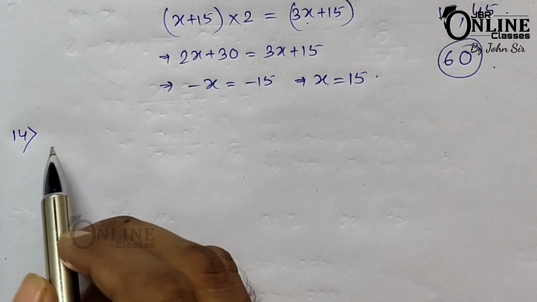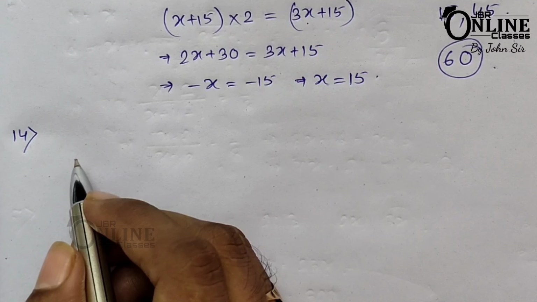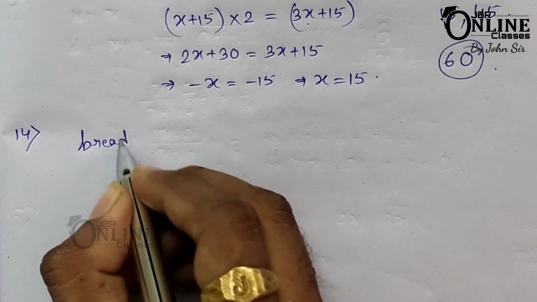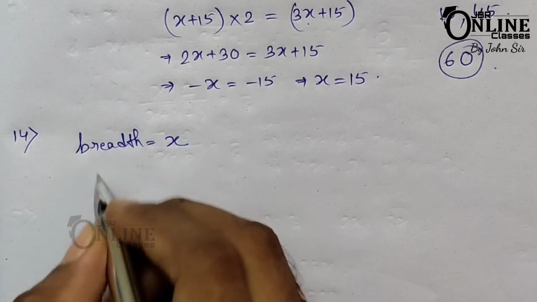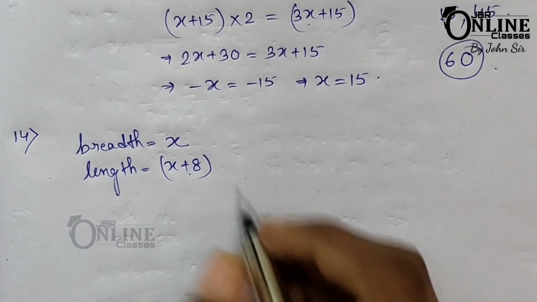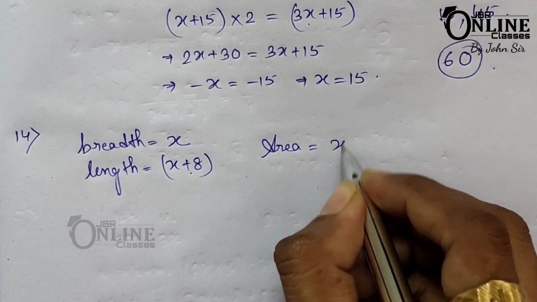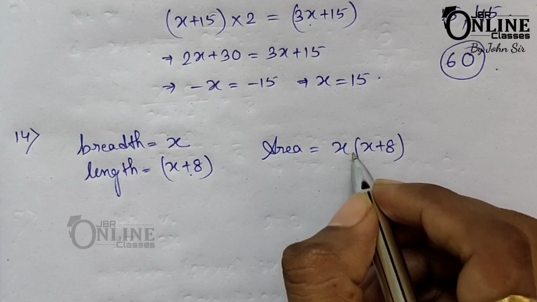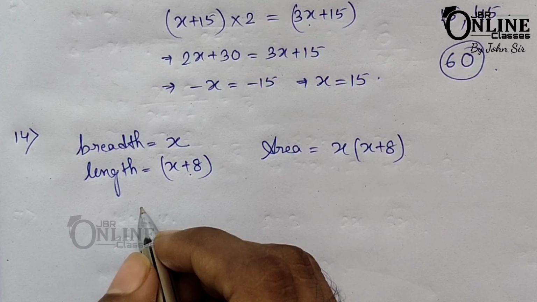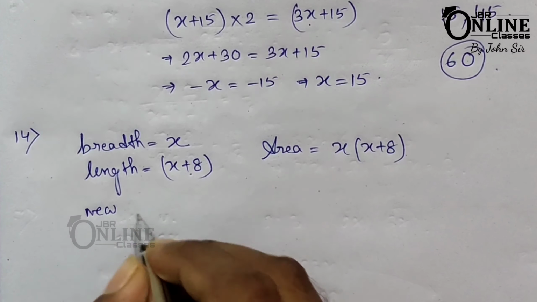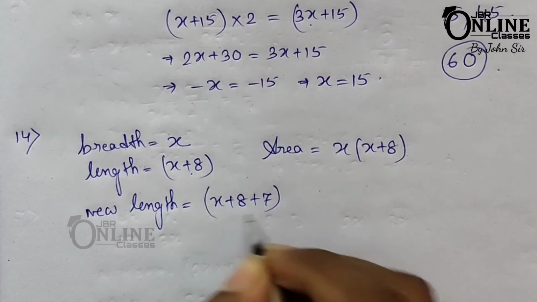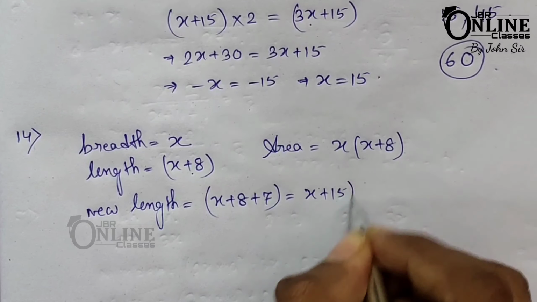Now sum number 14. In sum number 14, the length of a rectangular blackboard is 8 meters more than its breadth. Suppose breadth equals x, then length equals 8 meters more, so x plus 8. So area equals x into x plus 8, as length into breadth is the formula of the area. Now next, if its length is increased by 7 meters, the new length equals x plus 8 plus 7, that means x plus 15.